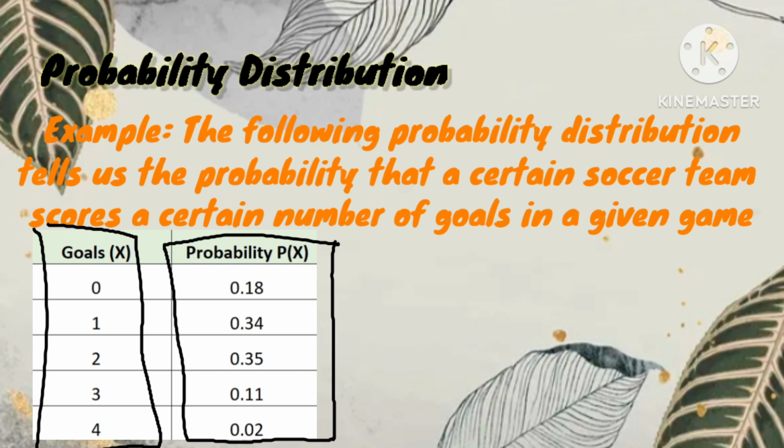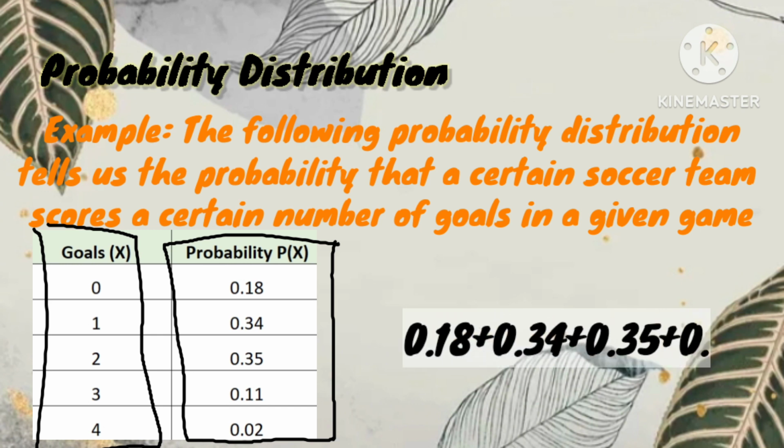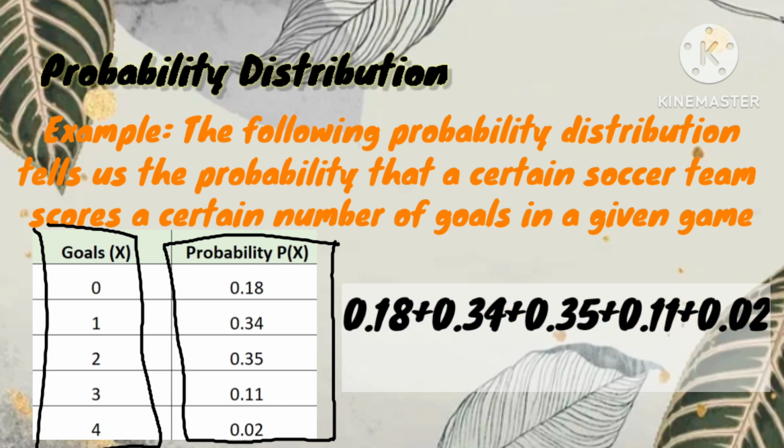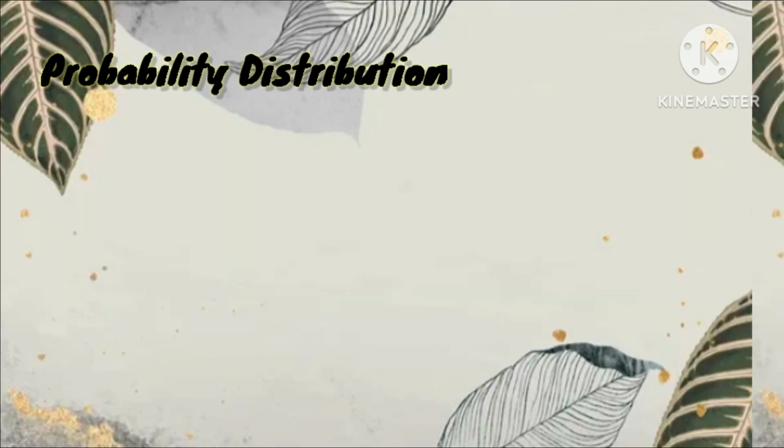So, we have to confirm first if this probability distribution is valid. We have to add these probabilities. 0.18 plus 0.34 plus 0.35 plus 0.11 plus 0.02 is equal to 1. So, the conclusion is that the probability distribution is valid.